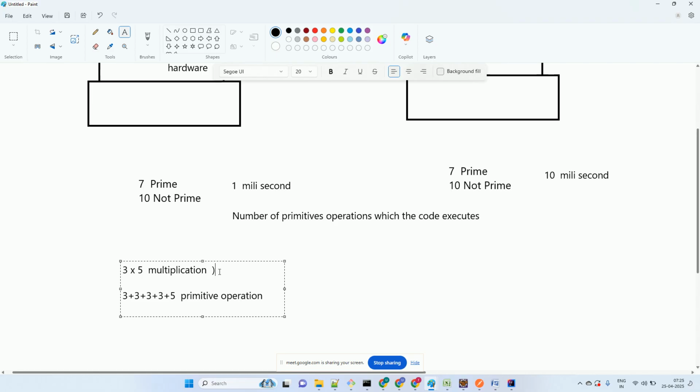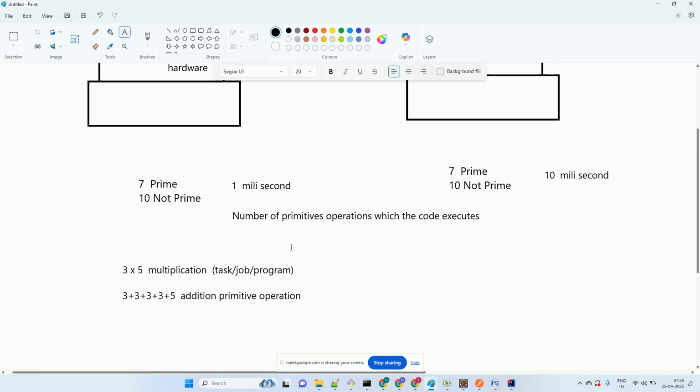So the task, the job or the program is multiplication. But to achieve this task, the operation which is done internally behind the scenes is what? Addition. So what is the primitive operation for multiplication? Addition. Okay.